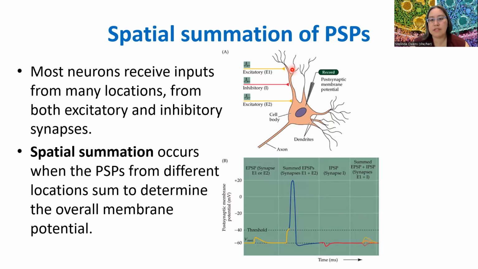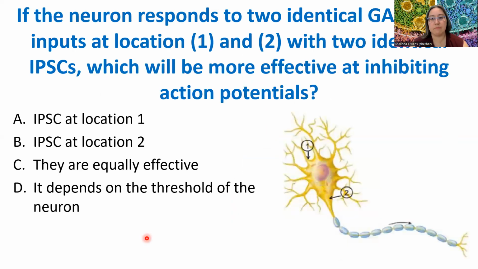And also, let's say all three of these fire, whereas when the two yellow ones fired, it was enough to give you a spike. Now that there's that inhibitory synapse, it's not enough anymore. It's just subthreshold and you don't get a spike. So this is an example of spatial summation.